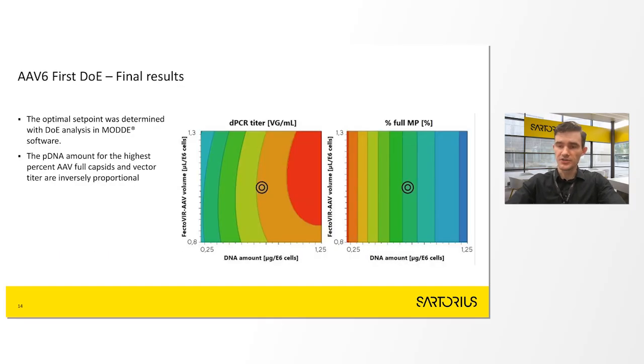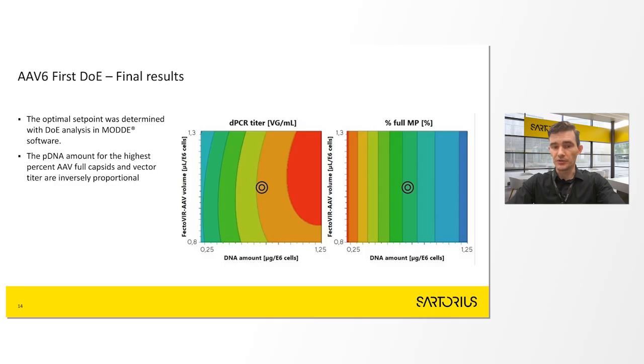All of those results were analyzed with the software, and it gave us 2 heat maps of predictive results. One heat map for titer, the other for percent full. Here, on the heat map, red represents higher or better, and blue represents lower or worse.